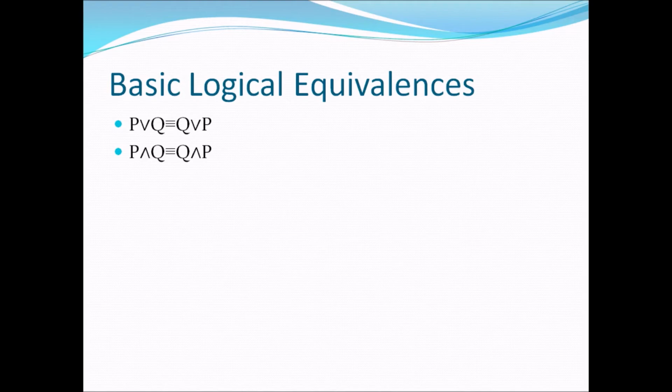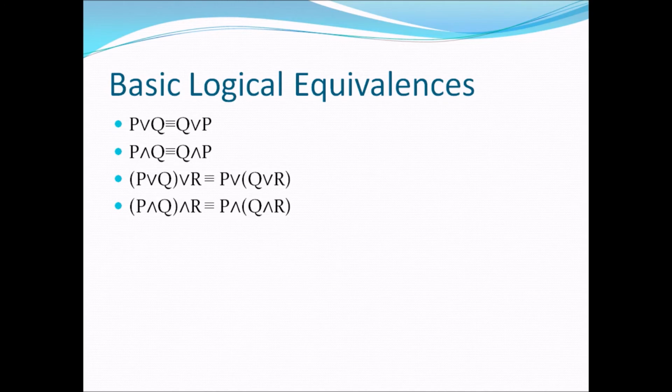So next equivalence is P and Q is equivalent to Q and P. Next one is P or Q or R is equivalent to P or Q or R. Likewise, we have P and Q and R is equivalent to P and Q and R. Likewise, we have P or Q and R is equivalent to P and R or Q and R. And you might notice that these kinds of look like unions and intersections, and that's kind of where our equalities for unions and intersections came from, is we actually used these logical equivalences when we were proving how to open parentheses when we have both unions and intersections.